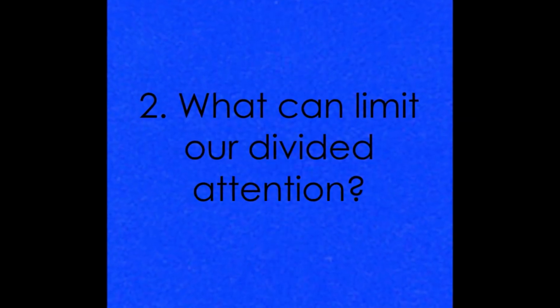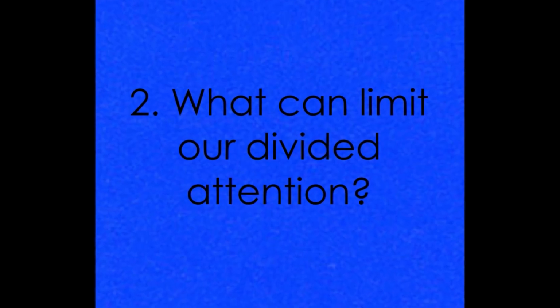2. What can limit our divided attention? We use the term interference to describe when a person has a hard time attending to 2 stimuli at a time. We see interference when the brain is only able to process a certain amount of information. However, by training it, we can improve our cognitive attention, and as a consequence, we can teach ourselves to do more than one activity at a time.